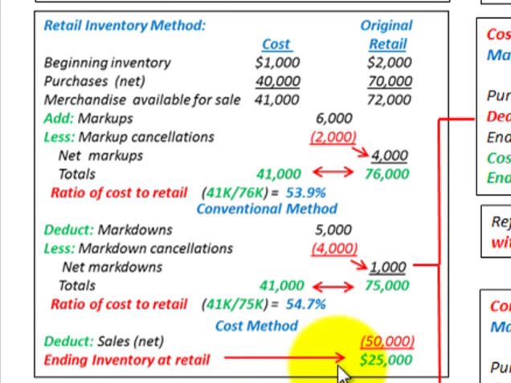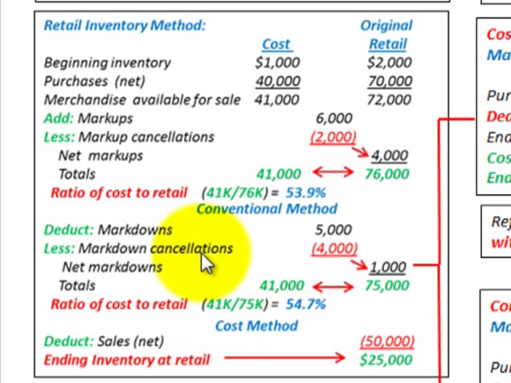We have to determine our ending inventory at retail, and then using these ratios, either the cost method ratio of cost to retail, or the conventional method ratio of cost to retail, we can determine our ending inventory at cost. What we'll be looking at is the cost method, where I'm concentrating on these markdowns. We're going to go through an example for our markdowns and price.